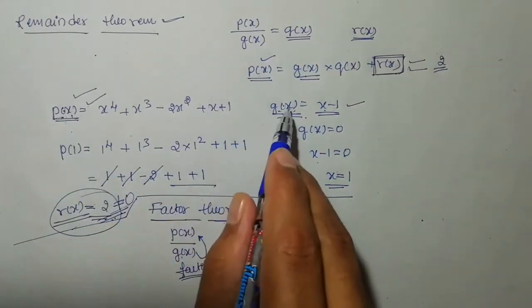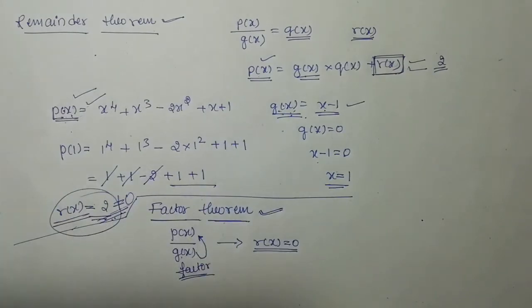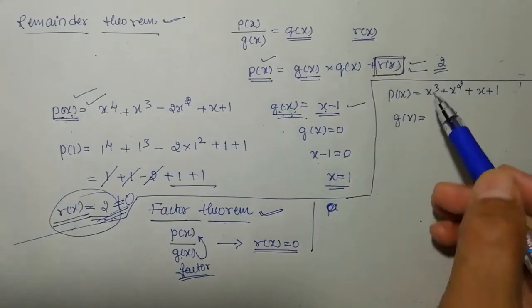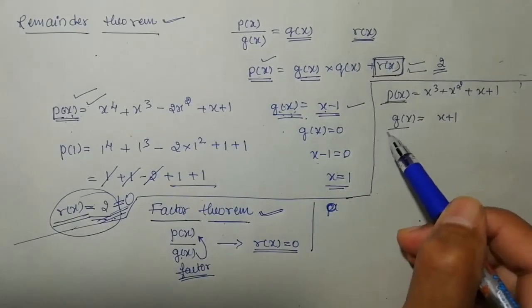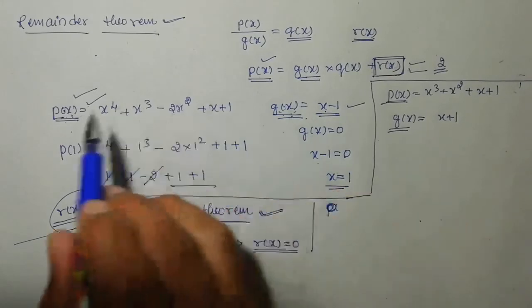If it is not 0, then it is not a factor of g of x, p of x. Okay, it's just divisor actually. Now I will consider an example for a factor. From your textbook, I'm going to take an example. Now let us consider p of x is equal to like this, g of x is equal to like this, similar to the previous one.